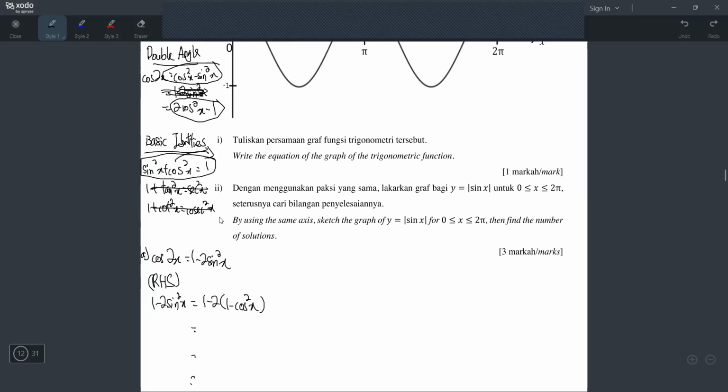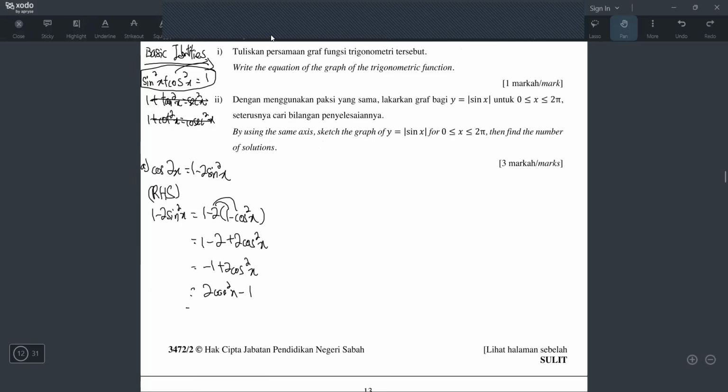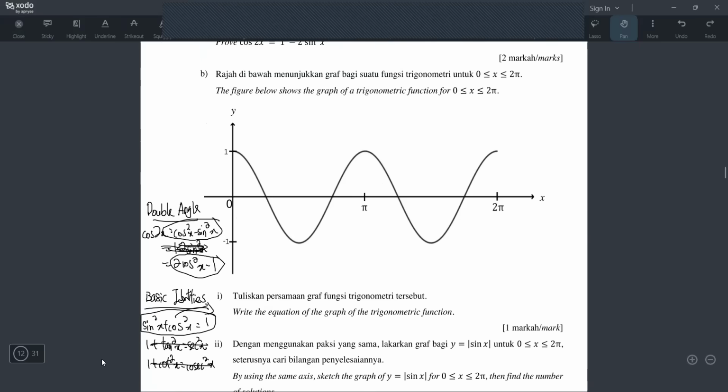Okay, now we continue. So 1 minus, these two you will expand, it becomes -2. Negative times negative becomes positive 2 cos square x. And then 1 minus 2 is -1 plus 2 cos square x, which is 2 cos square x minus 1. Okay, it's the same thing. I just write this in front. And then 2 cos square x minus 1 is actually cos 2x, right? So now it's proven already, right? So now this is the right hand side, and then we can write proven. Okay, so it's done.